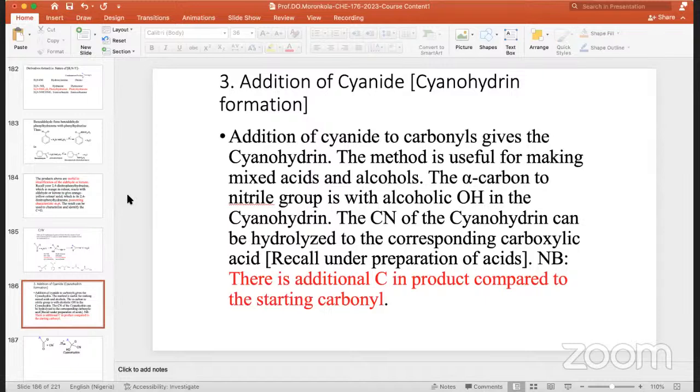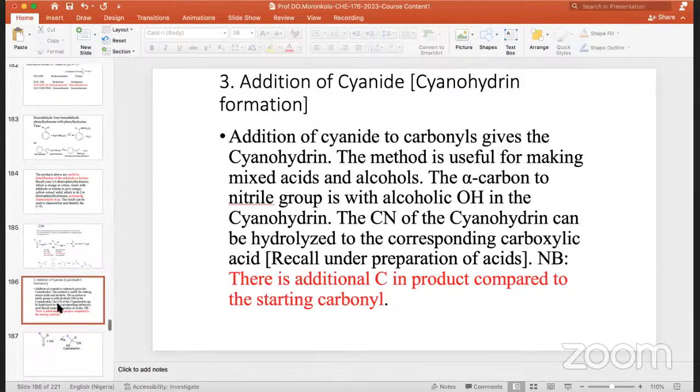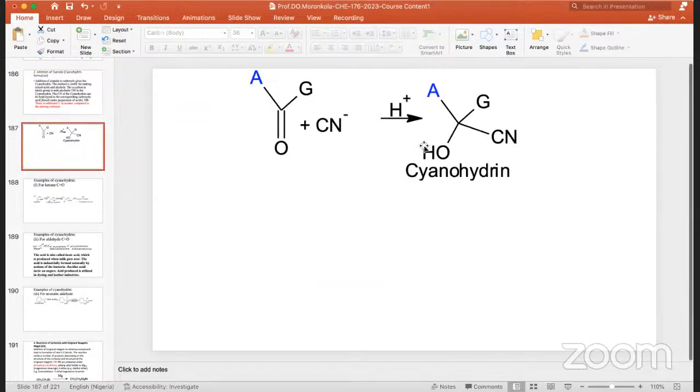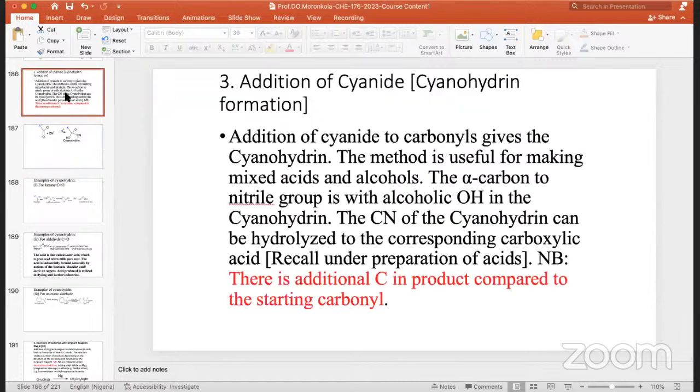Then another one, our time is going systematically, but we still have some little more time. I think we can still move. It is the addition of cyanide, CN, to carbonyls, which gives you your cyanohydrin. That is something like this. That's the general reaction for forming our cyanohydrin from any of the carbonyls, either a ketone or an aldehyde.